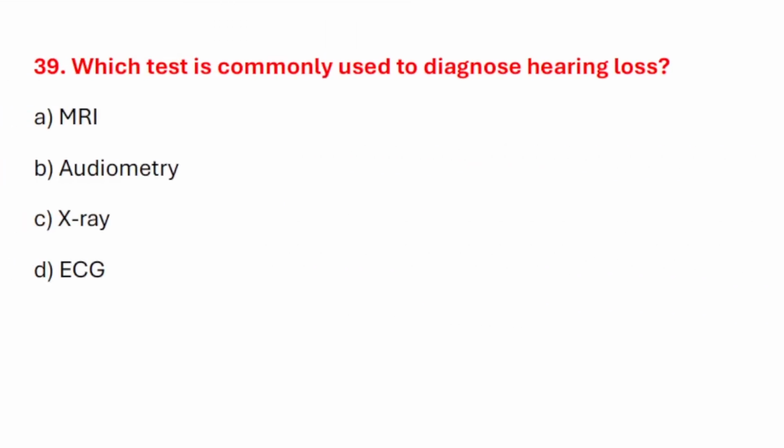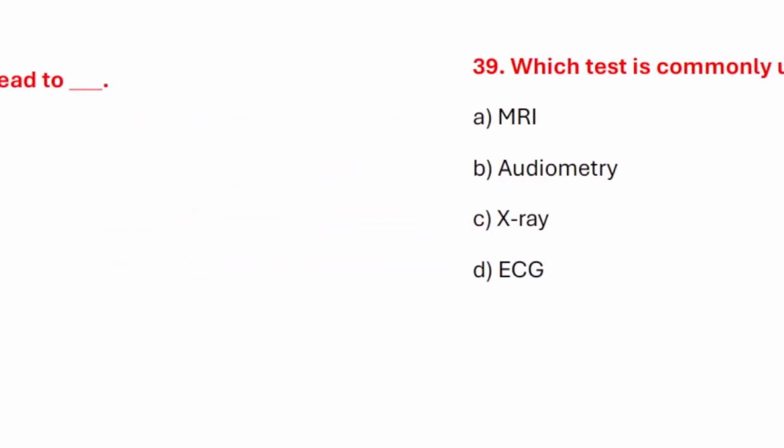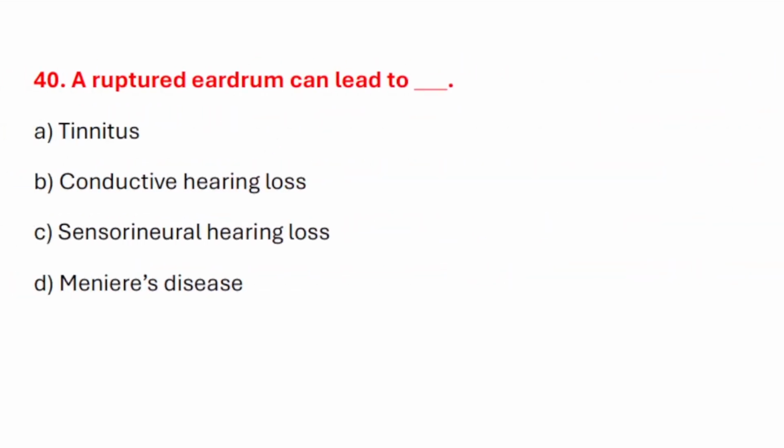Question number 39. Which test is commonly used to diagnose hearing loss? Correct answer is option B, audiometry. Question number 40. A ruptured eardrum can lead to. Correct answer is option B, conductive hearing loss.